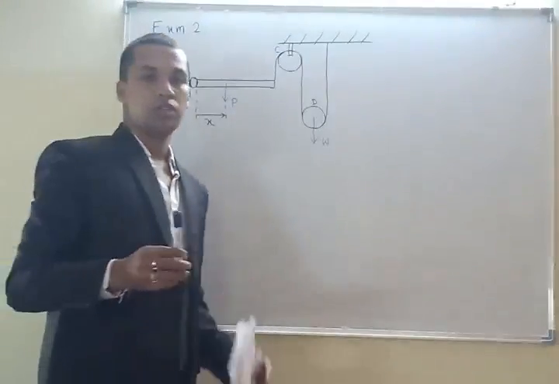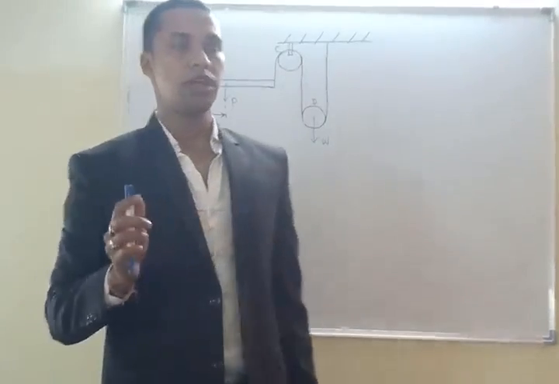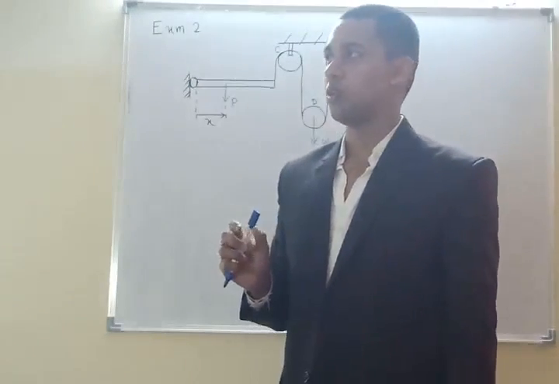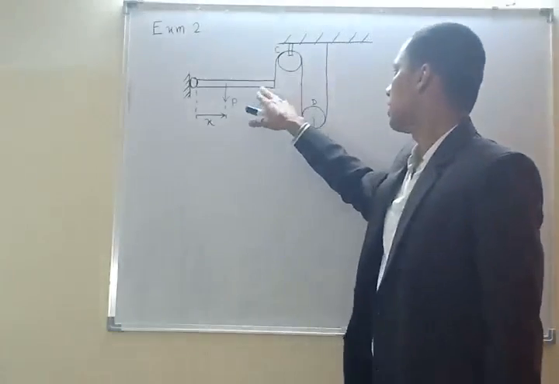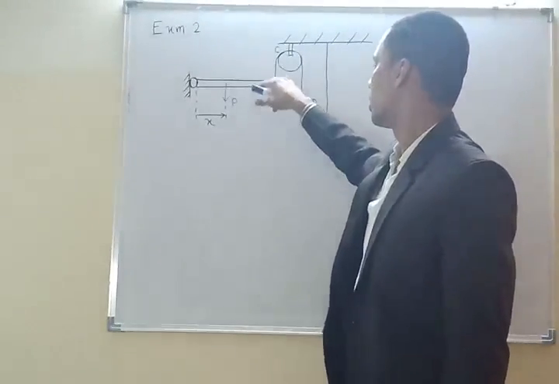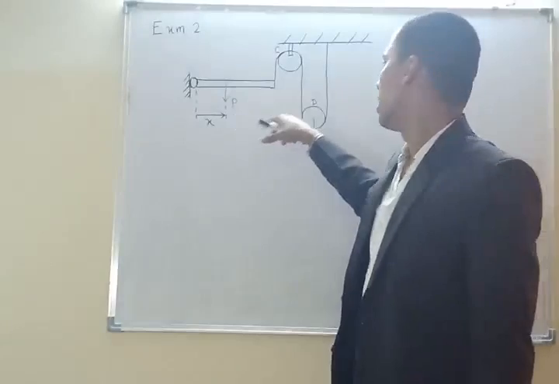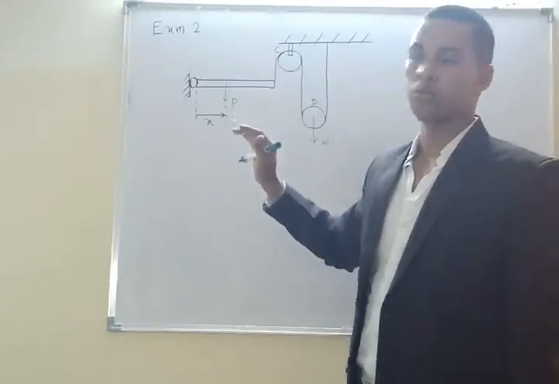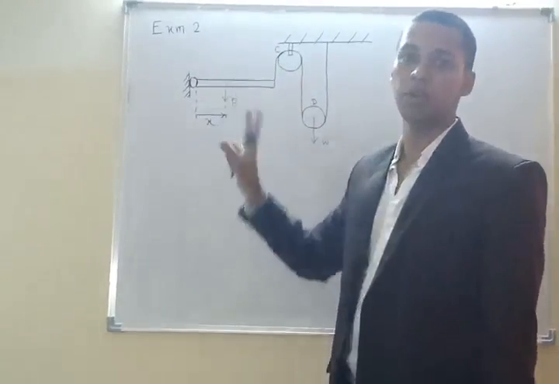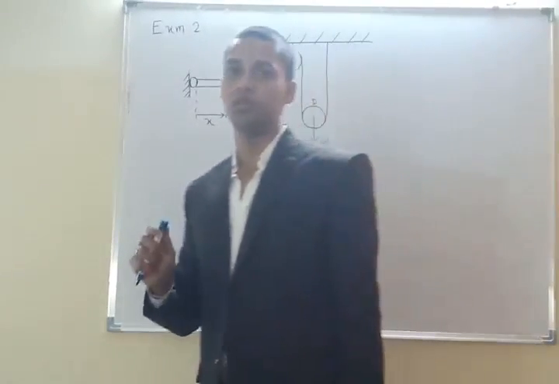It means the x has a perfect value, because of which this P load will not cause the downward movement of this beam, and this pulley will not cause any upward movement of this beam, for a particular value of x. That x value we need to find.